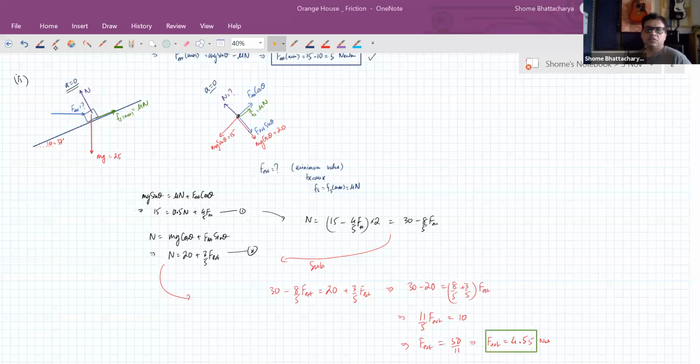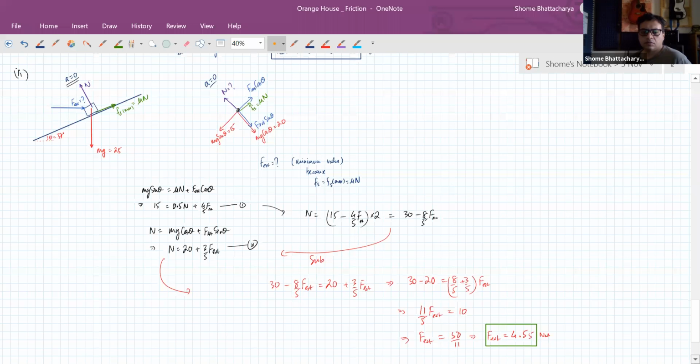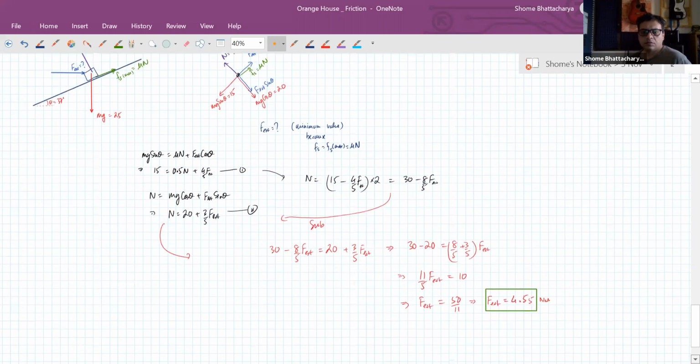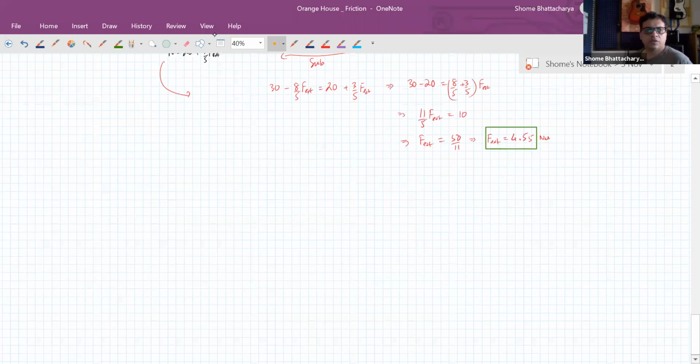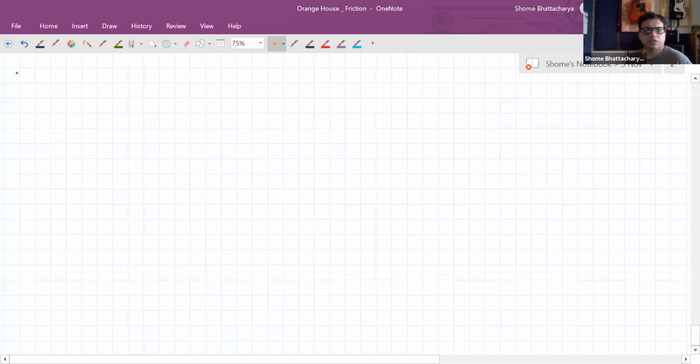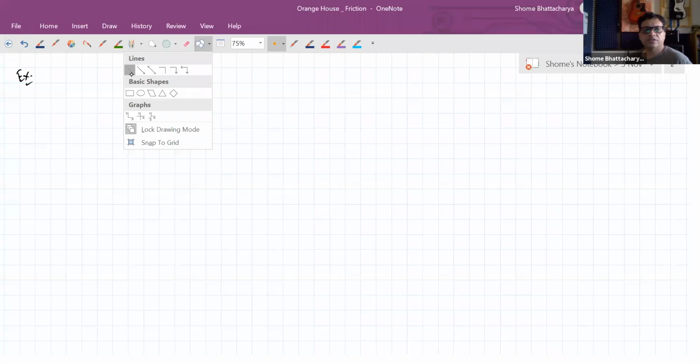Okay, so hope this question is clear. If you finish writing this down, we will move on to the next question. Okay, next, another important question to do with inclined plane, but this time where there is kinetic friction involved.